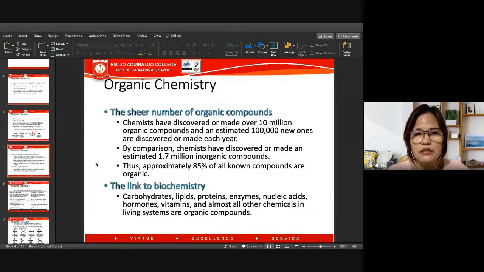Napakahalaga niyan, class, kasi now that we have the medicines, the drugs, the vitamins, the supplements, kanya-kanya sila talaga ng discover, and malaking pera ang pharmaceutical. Napakalaking pera. Lalo na ngayon, alam nyo naman yan. It was taken advantage also.